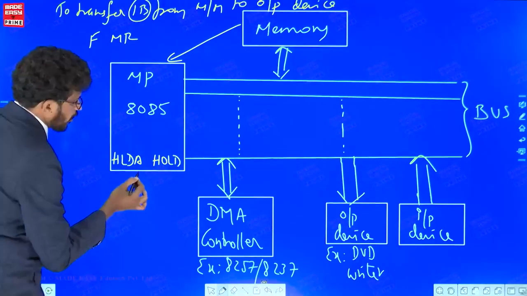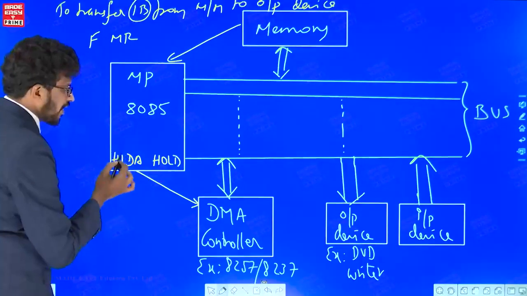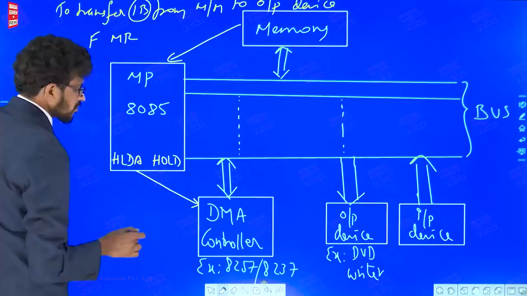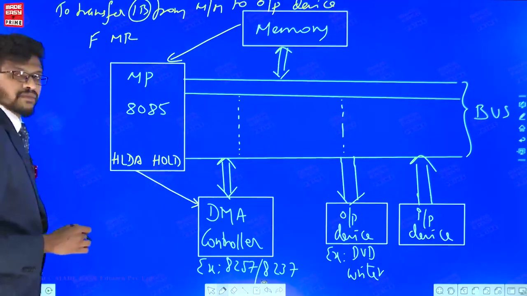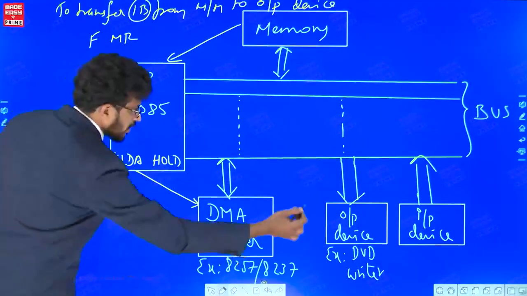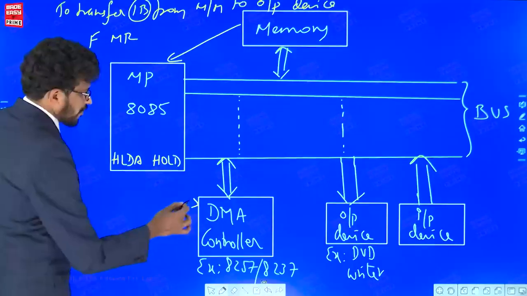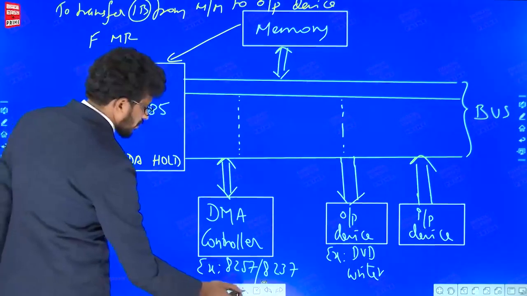I have to send the data to the DMA controller. So what is this operation called, sending data to the output device? IO write. Sorry, it's not the DMA controller, it is the output device. One minute, let me just erase. So I have to send the data to the output device.